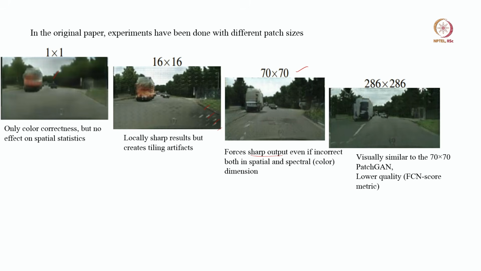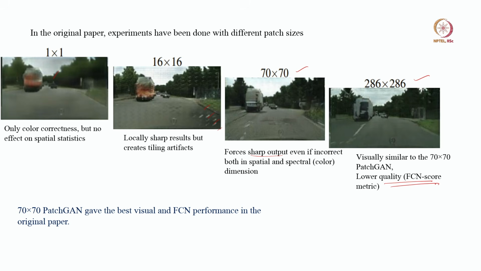And then they tried with 286 by 286 size. The output is visually similar to 70 cross 70 PatchGAN, but the metric gives a lower score. So from the paper, it is decided that 70 cross 70 PatchGAN gave the best visual representation with the performance metric FCN. Because with 286 cross 286, the FCN metric score went down. So this is the best trade off for the PatchGAN discriminator, 70 cross 70 patch size.